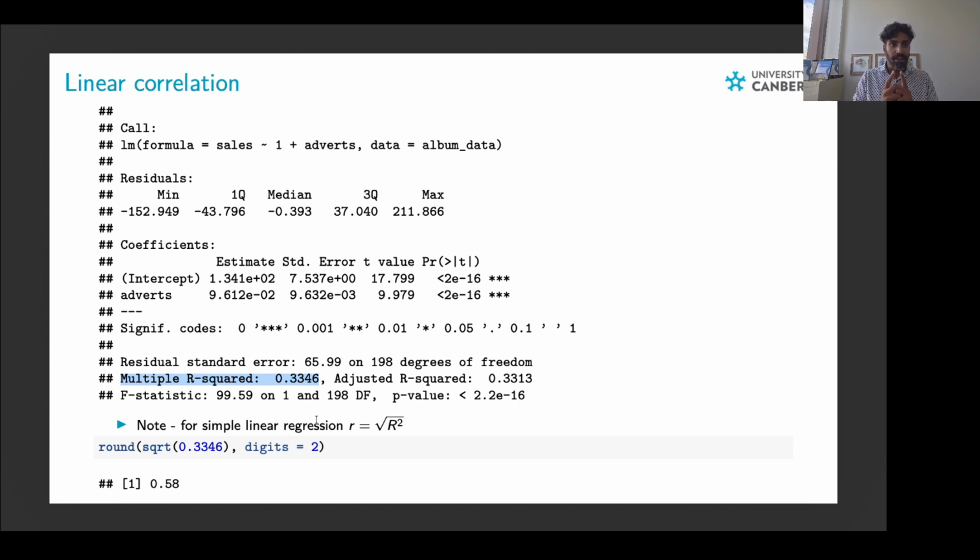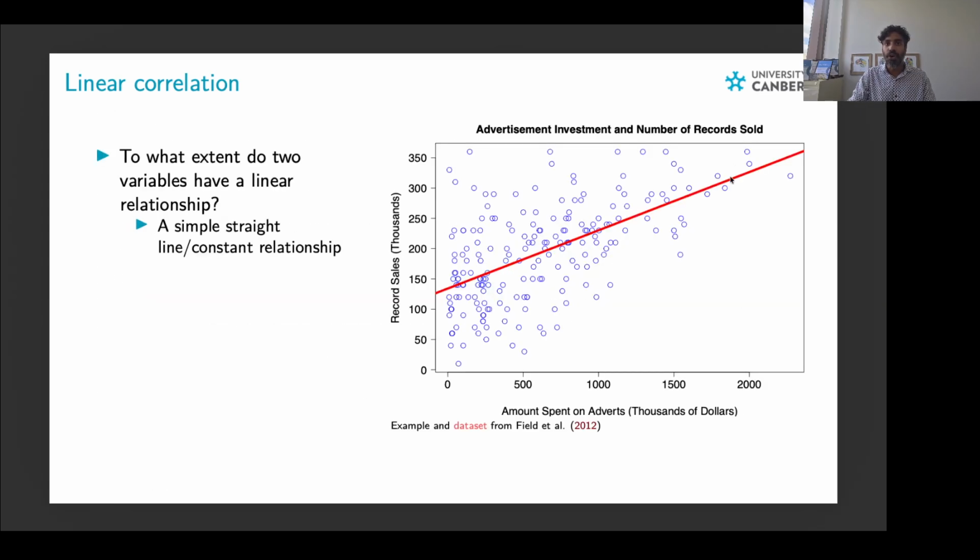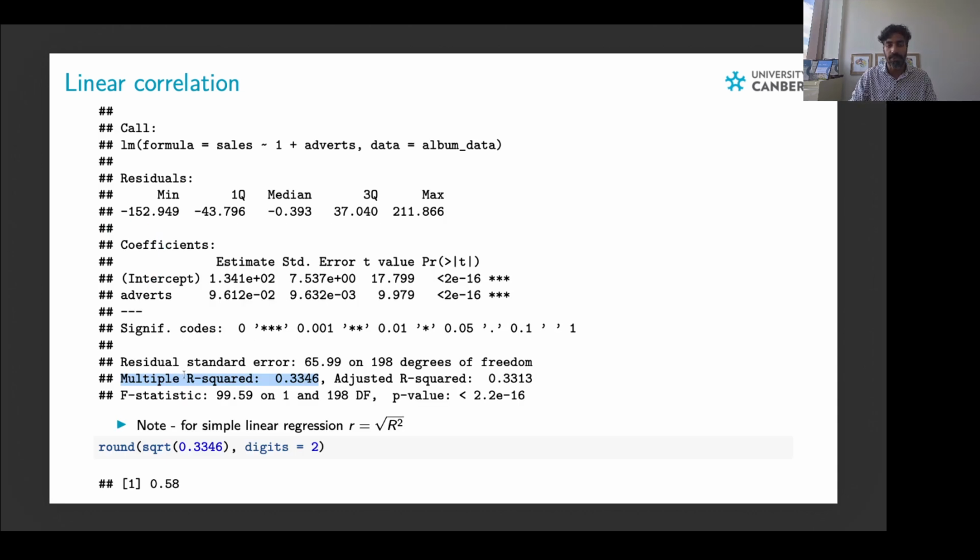Now there's this really cool relationship between multiple R squared and correlation coefficient, which is that for simple linear regression models, if you do the square root of your multiple R squared, you'll get your correlation coefficient. So here, when we do the square root of R squared, and I've just put it in brackets in R to round it to 2 decimal places, you get 0.58. So the correlation that we see here is 0.58. I was able to do that by looking at the multiple R squared, the coefficient of determination, and doing the square root of that.